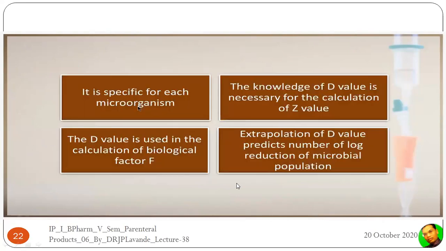This is important because it is specific for each microorganism. From microbe to microbe, their rate of multiplication is different, their sensitivity is different. So ultimately, the dose is going to differ. The knowledge of the D value is necessary for the calculation of the Z value. If we have the knowledge of D value, we can go for calculation of the Z value. The D value is used in the calculation of the biological factor, that is F. Extrapolation of the D value will predict the number of log reductions of the microbial population.